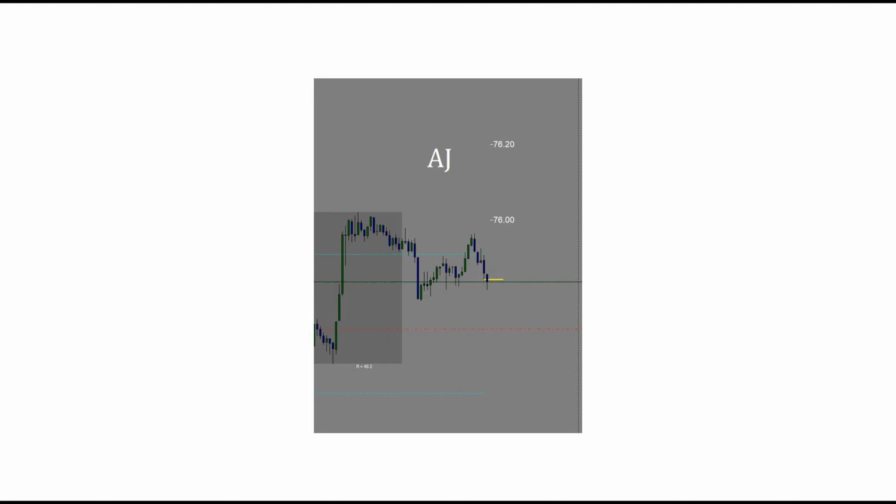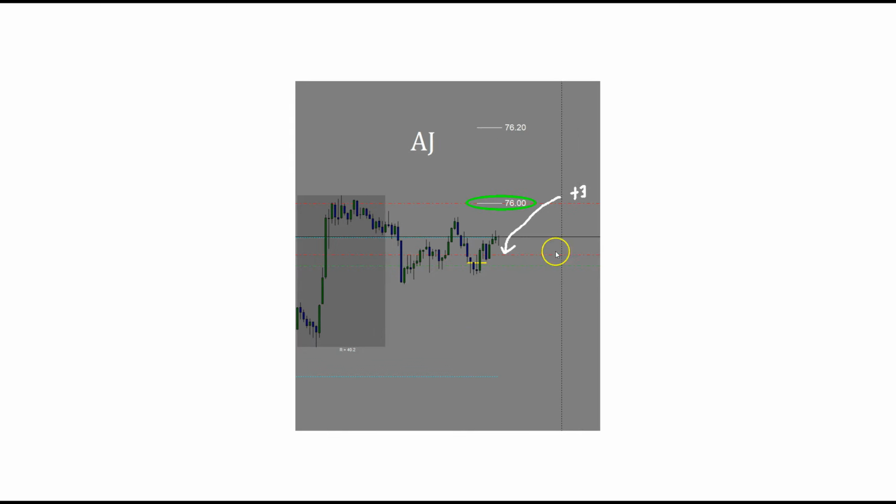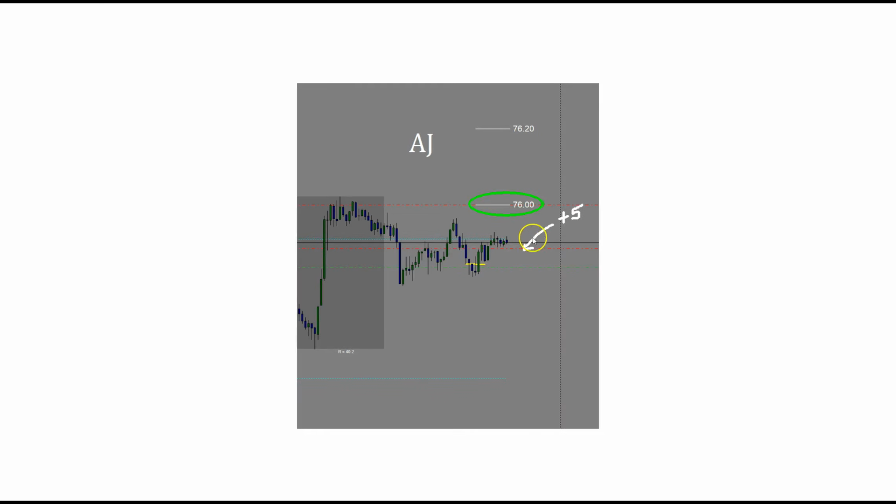All right. And then next, you can see that the first time I moved to lock was here when price started to move up. I put my limit in now up at 76.0 and put a protective stop at +3. Then I moved it up again one more time to lock in +5 and ended up hitting my protective stop for +5 on this trade.